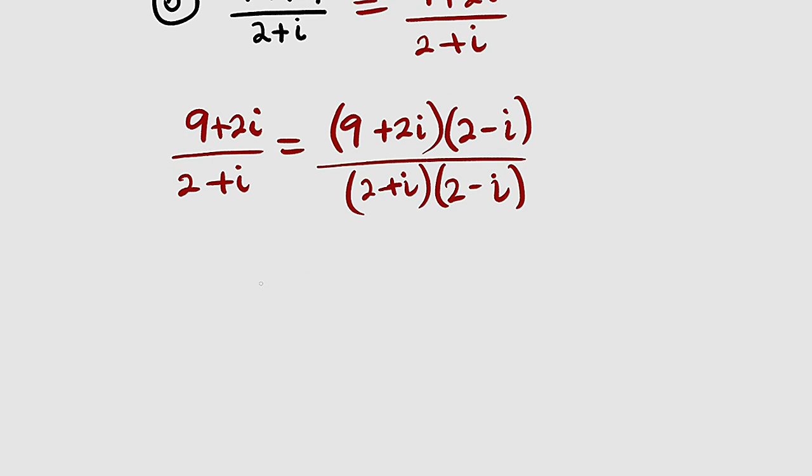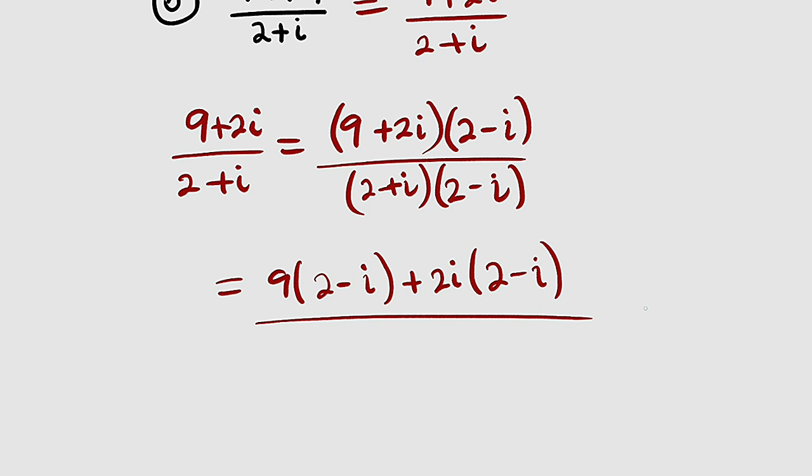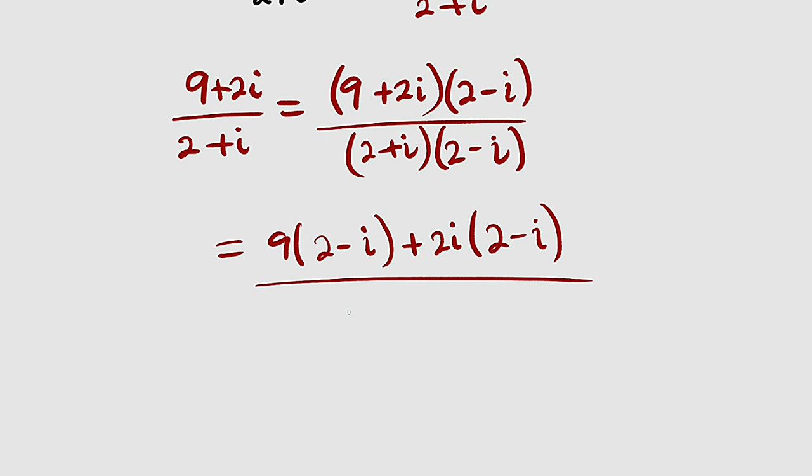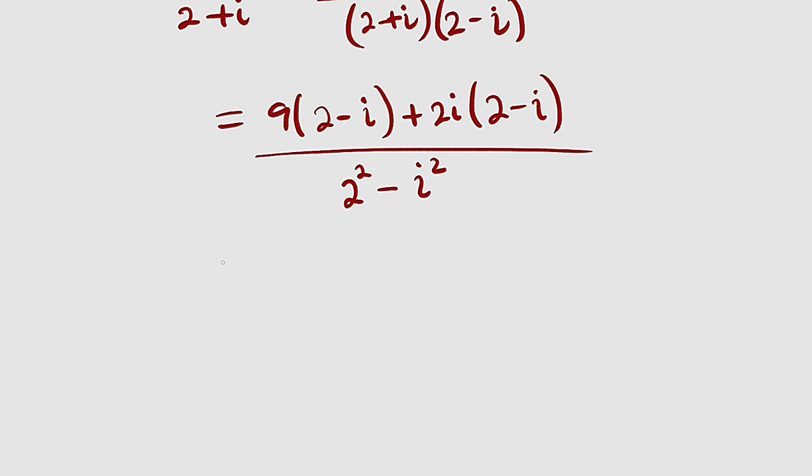Let's do the same thing to the top. We have 9 multiplied by the whole of 2 minus i, then plus 2i multiplied by the whole of 2 minus i. To the bottom is difference of 2 squares. Take the first term, you square that, subtract, take the second term, also squared. Let me simplify the top.